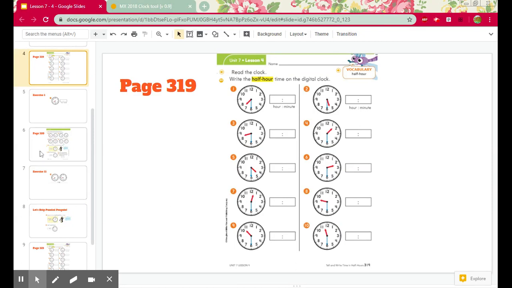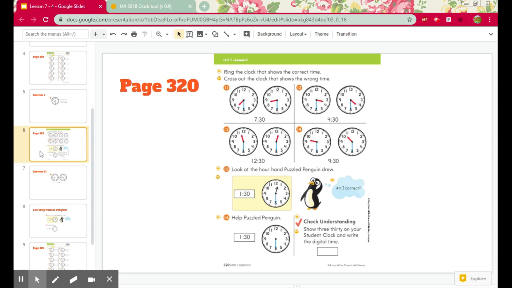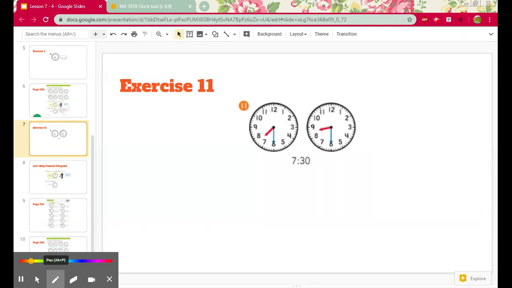If you are ready, please open up to page 320. The directions for exercise 11 said to cross out the clock that shows the wrong time. The digital clock shows that it's 7:30. Both analog clocks have minute hands pointing to the 6, which is at the 30-minute mark. The hour hand on this clock is between the 8 and the 7. The hour hand on this clock is between the 8 and the 9.